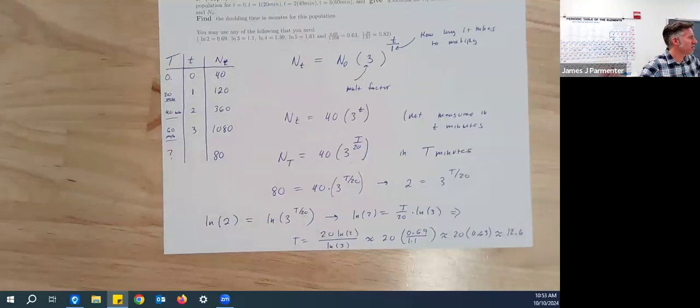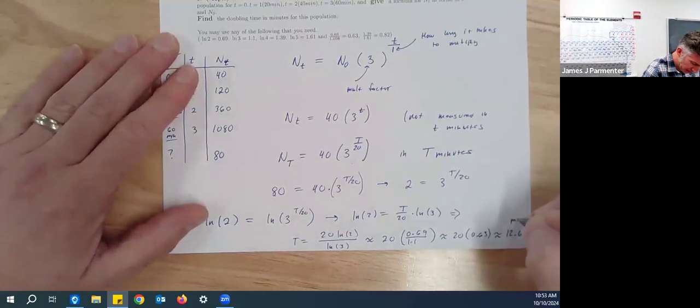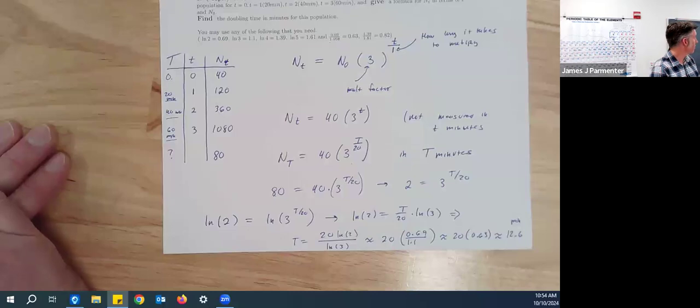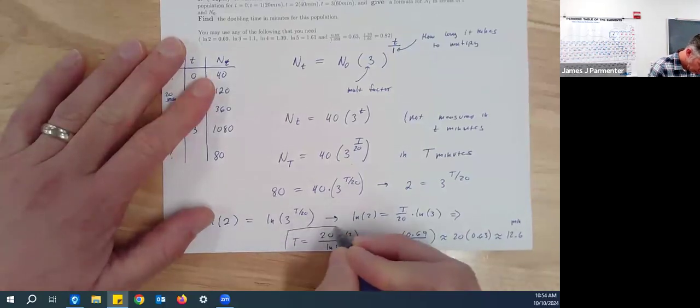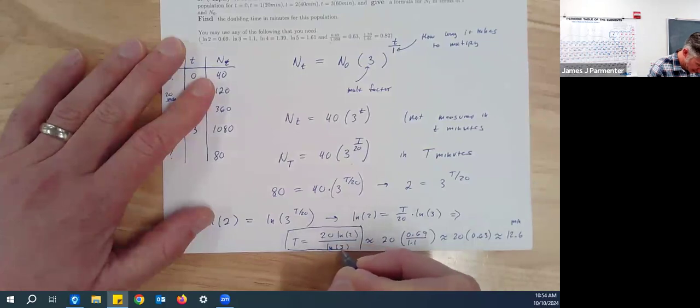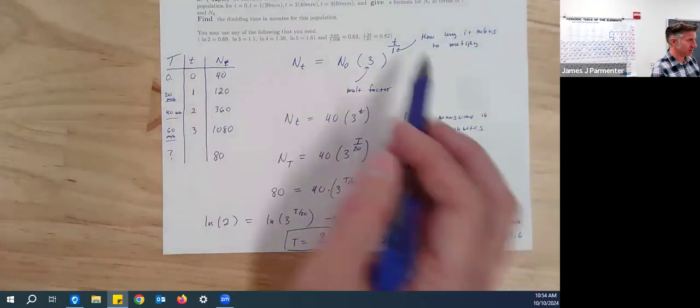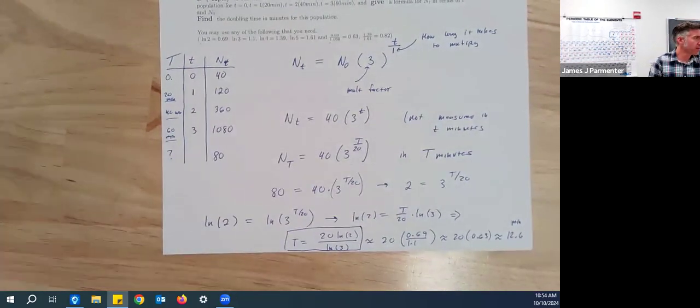12.6 what? Minutes. It should be less than how long it takes to triple. If it were me, I would have stopped here. I would say, great, it's 20 natural log of 2 over natural log of 3 minutes. And if I have time, I will come back at the end and try to do this silly decimal approximation thing.